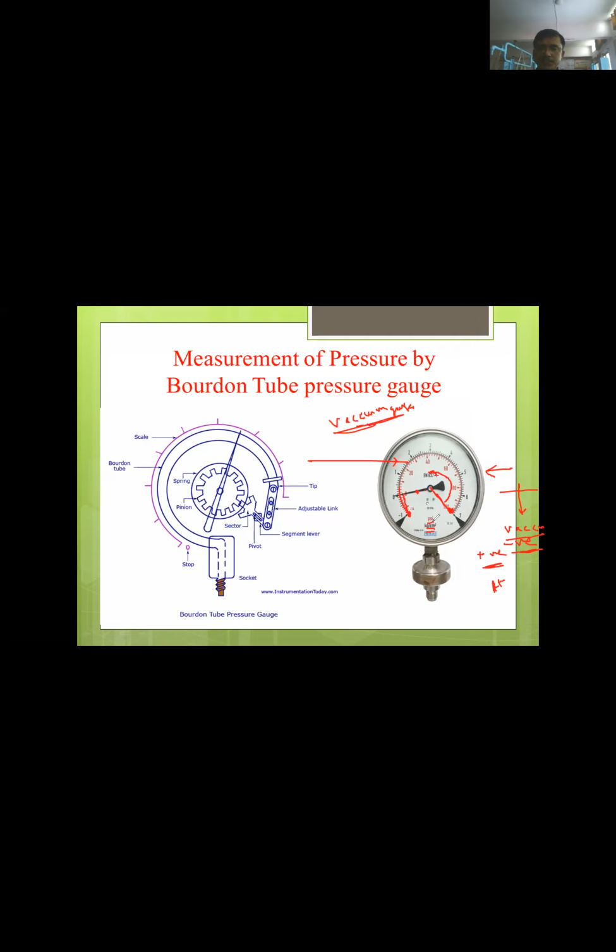You will notice from the color: PSI is written in red color, so the inner reading will be for the PSI unit, and this kg per centimeter square is written in black color, so the outer reading will be for that. You can use either of these units for the measurement. So this was about the measurement of pressure with the help of different pressure measuring devices.